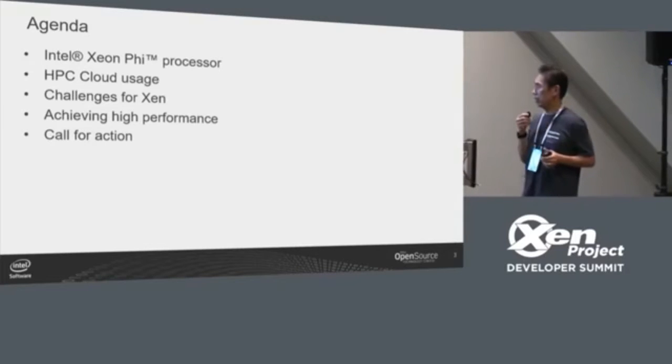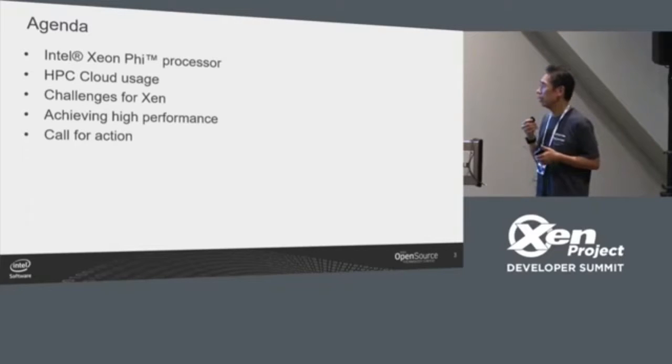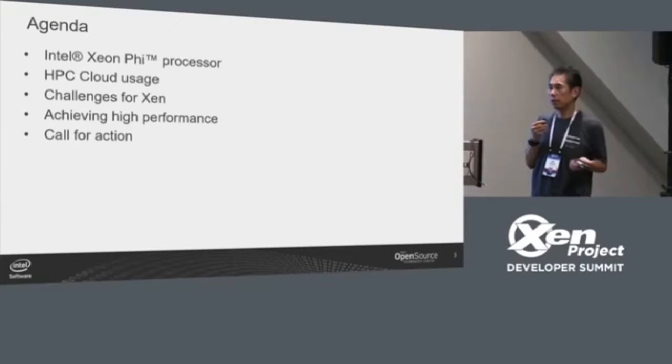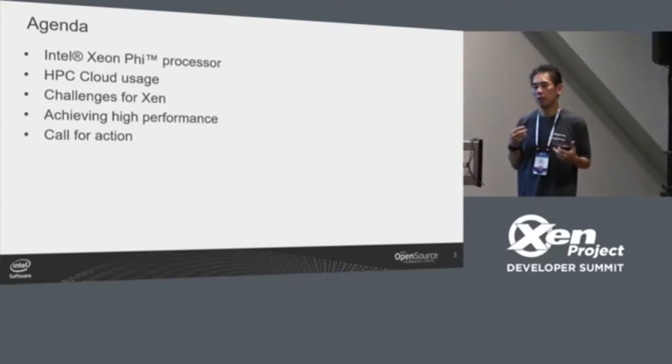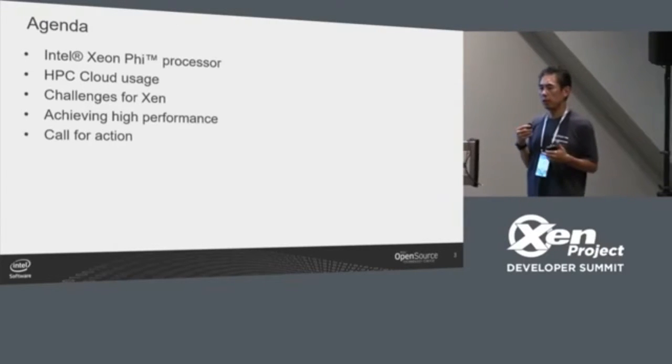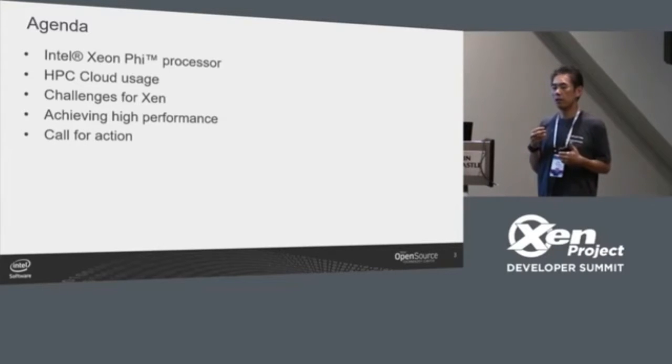I'll start with an introduction of Xeon Phi, what it is, how it's used in the cloud, and a bunch of optimizations we needed to get high performance. By high performance, I mean near native performance, more than 95 percent of the native HPC system. Typically, HPC people don't use virtualization. That's the reason VT is not enabled by default. But in this project, we actually use VT.